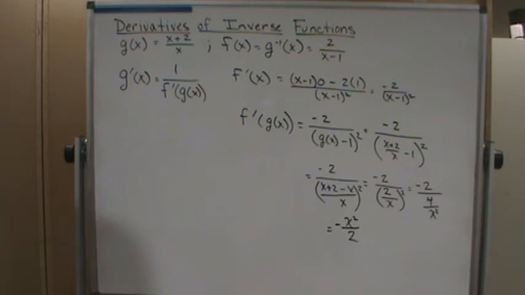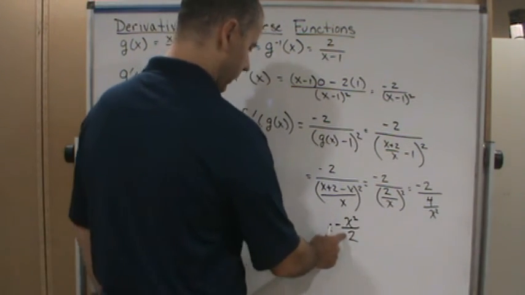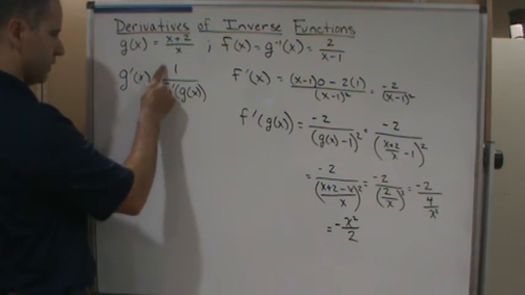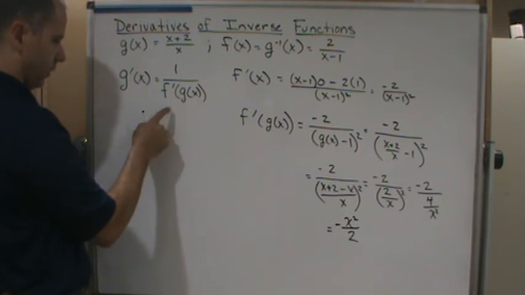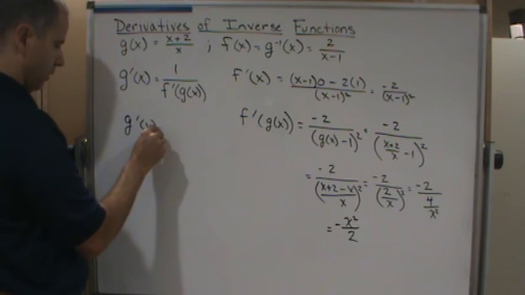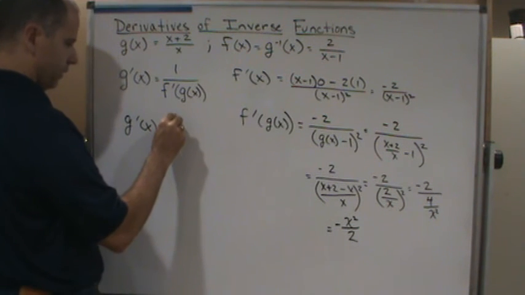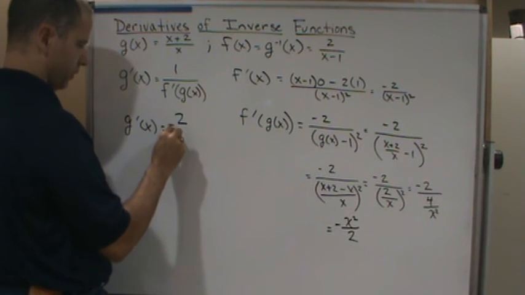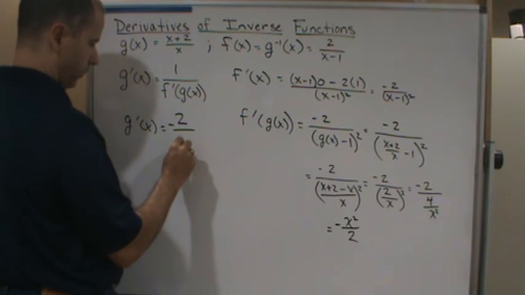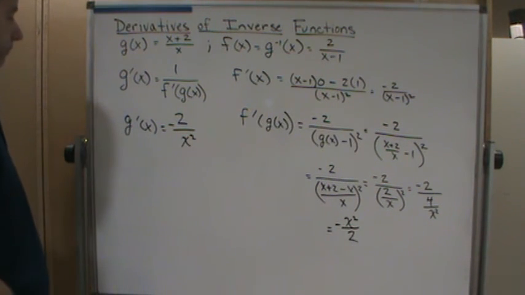Okay, so now, what do we do here? Well, it's just the reciprocal. So that means g prime of x is just going to be the reciprocal of this. So it's just going to be negative 2 over x squared. And that's it.